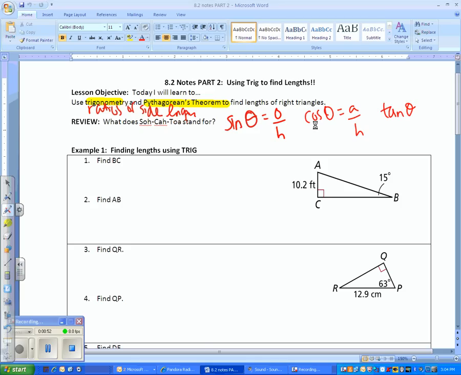Similarly, cosine of that angle, and this is a theta symbol, that's what we use to represent angles, is going to be the adjacent side over the hypotenuse, and tan of theta, any angle, is always going to be the opposite side over the adjacent.